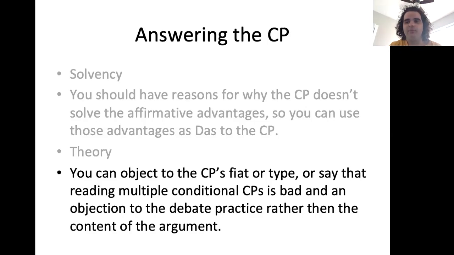So when you're answering the counterplan, you should say perm. You should have some offensive arguments for why the counterplan is a bad idea. You should say it doesn't solve the affirmative, and you can have a theoretical objection as well about why they shouldn't get the fiat that they get, or why they shouldn't be able to read multiple counterplans. I hope that was helpful, and I hope you all know a little bit more about counterplans.